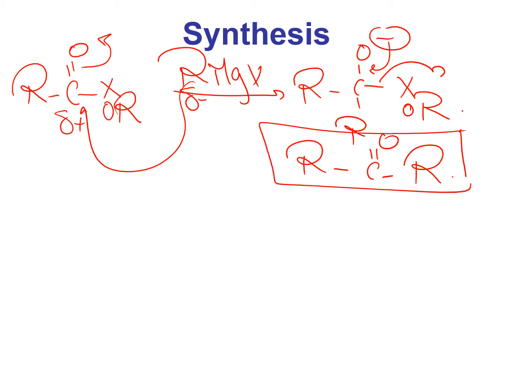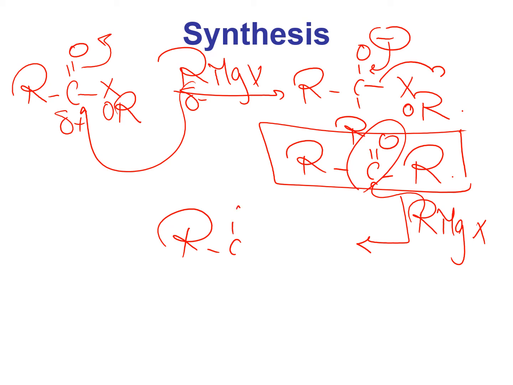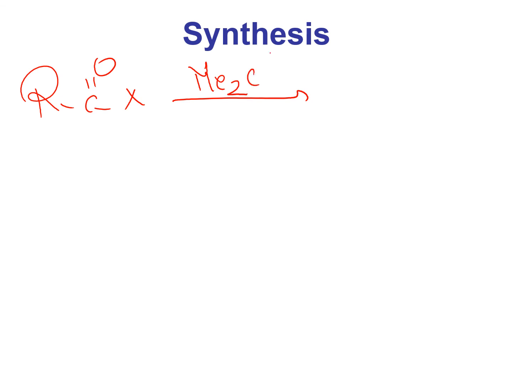This is your product. However, this product still contains a carbonyl, so it can react with another molecule of Grignard, giving the tertiary alcohol. So this is not a highly preferable method for the synthesis of ketones from acid derivatives by using Grignard. However, we have a selective reagent that reacts only with acid halides, which is the dialkyl cadmium.